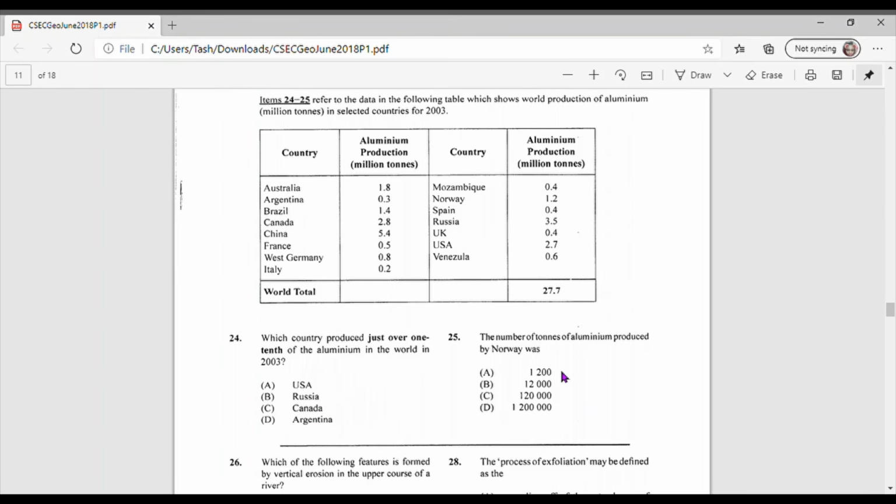25. The number of tons of aluminum produced by Norway was, let's find Norway, that is 1.2. And remember that it is in millions of tons. So for number 25, that would have been letter D, 1.2 million.